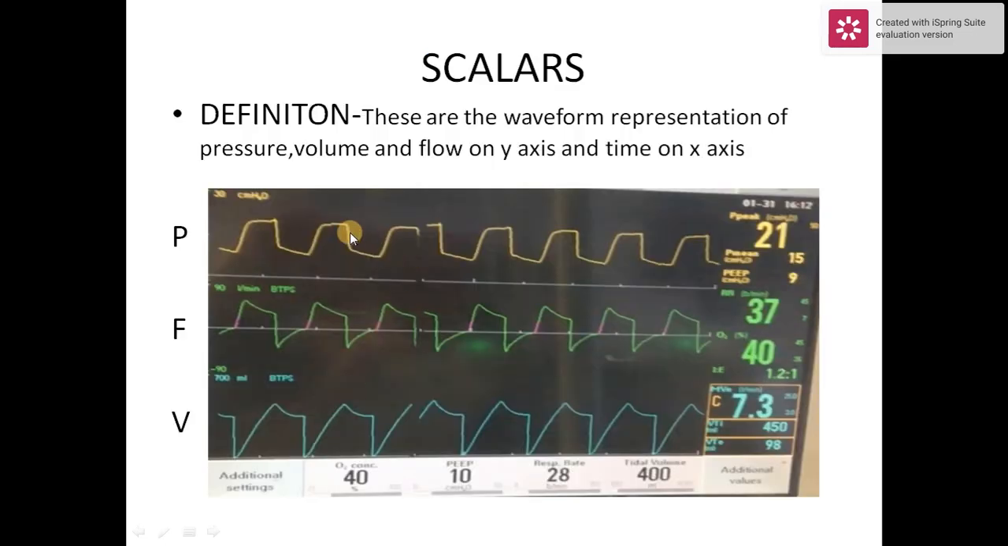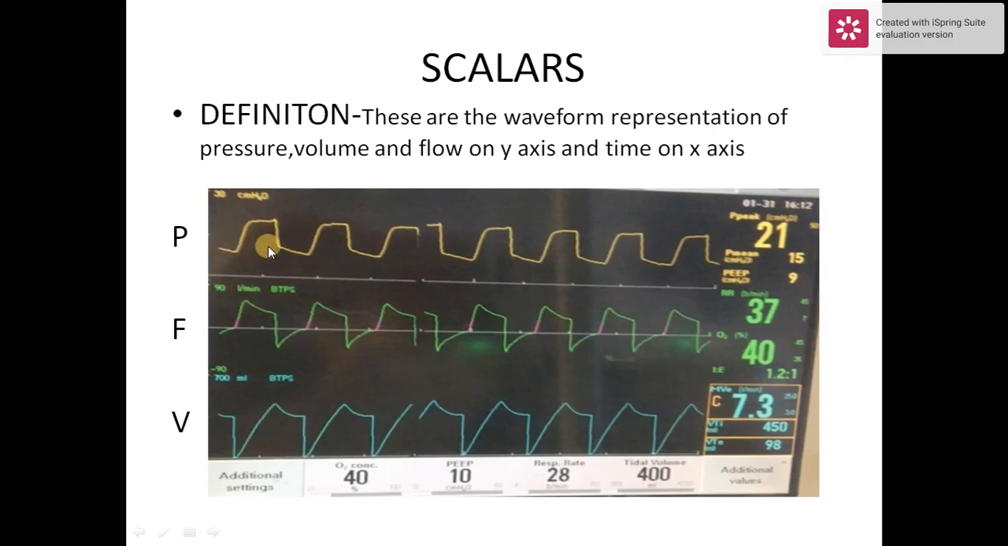What is a scalar? Scalars are the waveforms. Waveform representation of the pressure, volume, and flow on the y-axis and the time on the x-axis. So this is a picture of a ventilator.